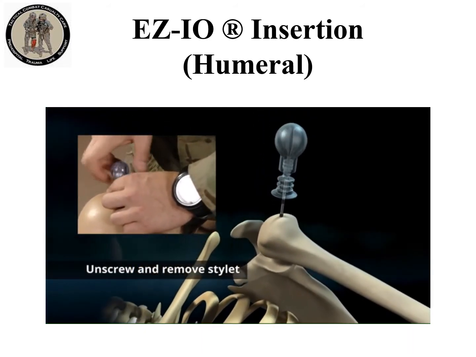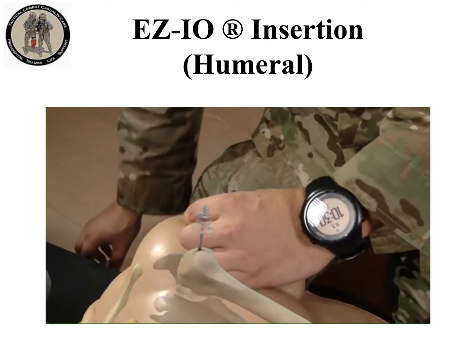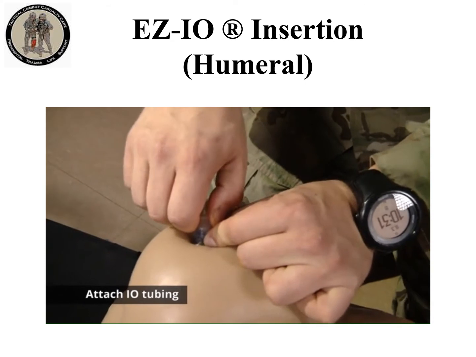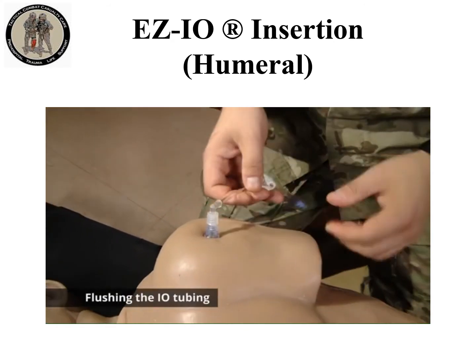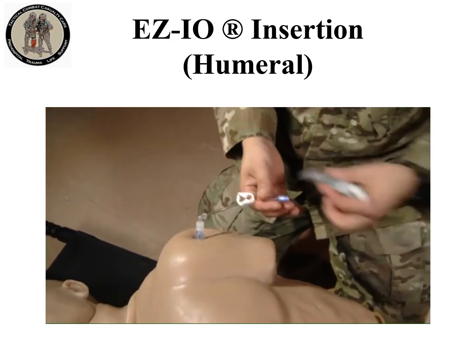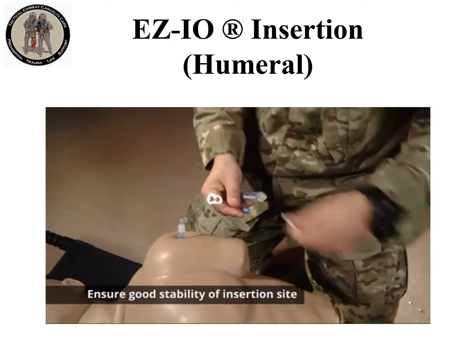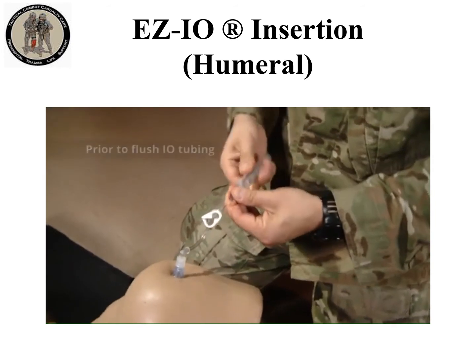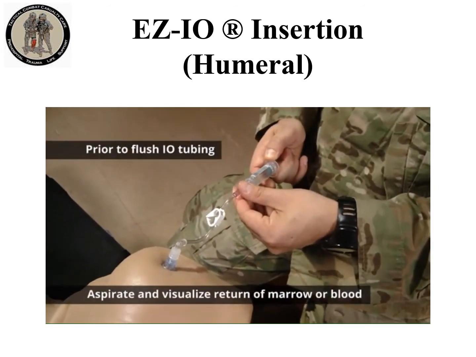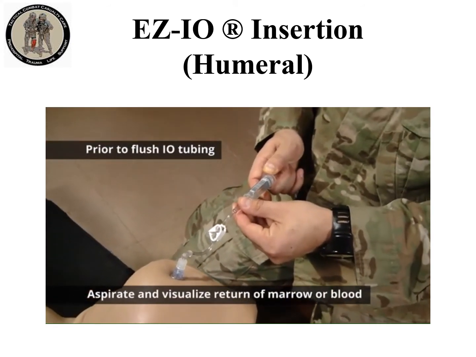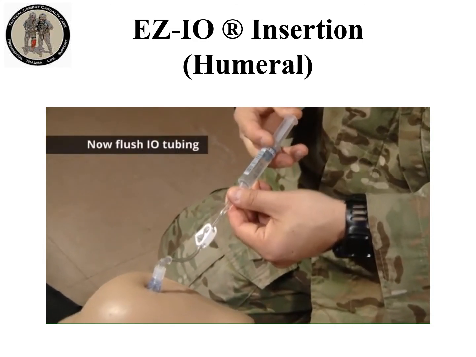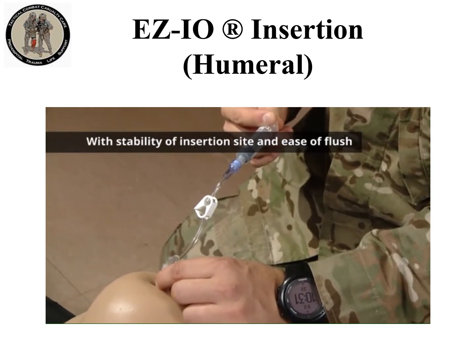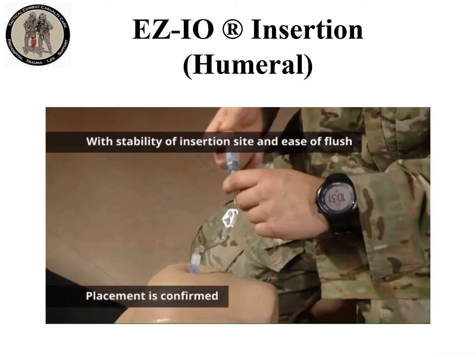We're going to remove the stylet and attach our IO tubing. Next, we are going to flush our IO tubing. I have good stability at the site, indicating proper placement. Prior to flushing our IO tubing, we're going to aspirate to visualize return of marrow or blood. We can then flush our IO tubing. With stability at the site and ease of flush, we have confirmed placement.